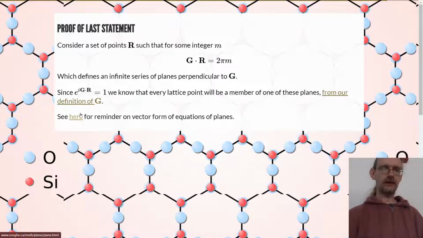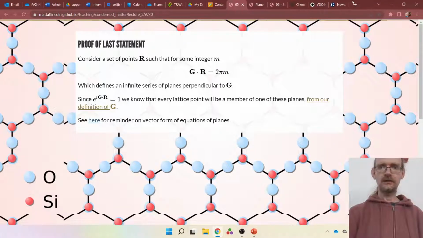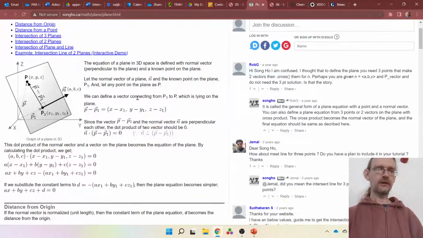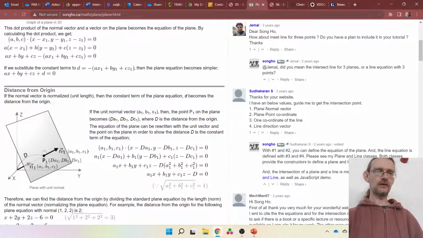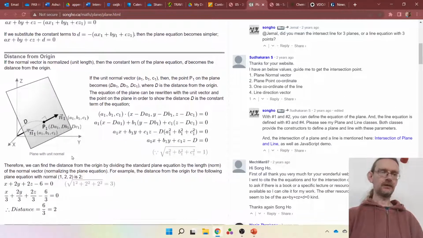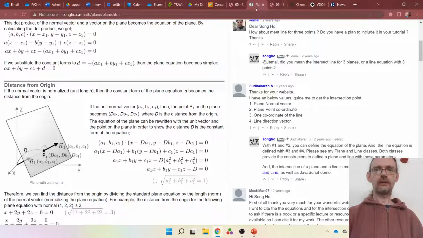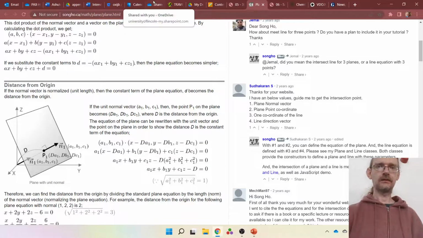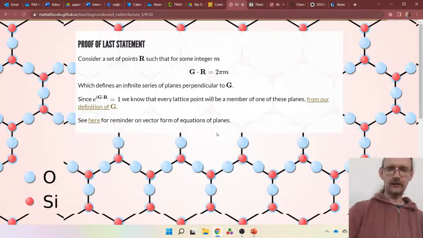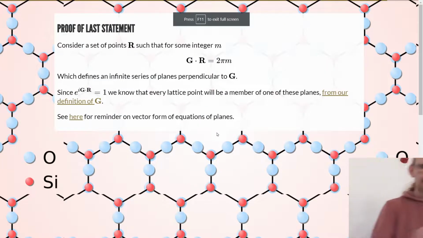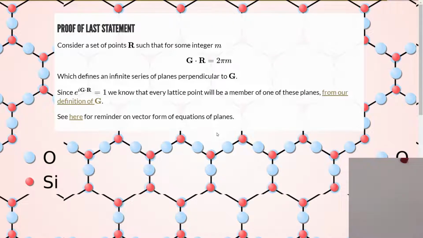I'll put a link in to the different ways of defining a plane. But basically, you've got a normal, and then you dot product with any other point, and then you can figure out whether it's in the plane or not, and the distance from the plane.